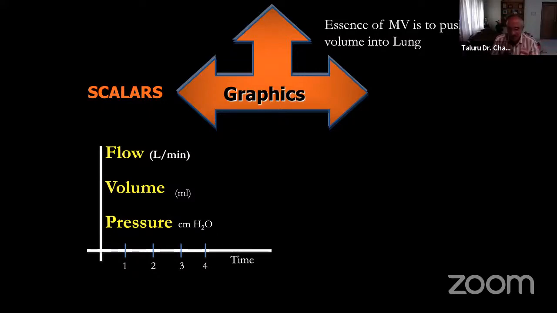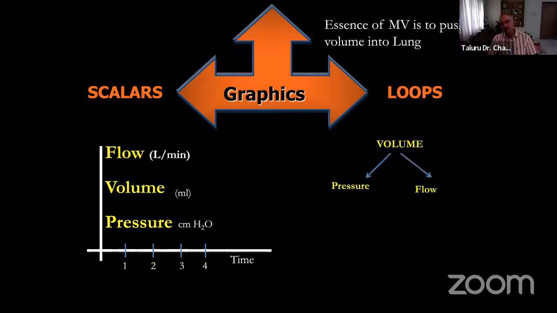For volume to get into your alveoli, the flow has to be there, and flow for a given time, inspiratory time, expiratory time. When we talk about flow in the context of time, it becomes volume, and volume into a cul-de-sac produces pressure. So when we plot all three individually over time, we call them scalars. So there are three scalars: flow versus time, volume versus time, and pressure versus time.